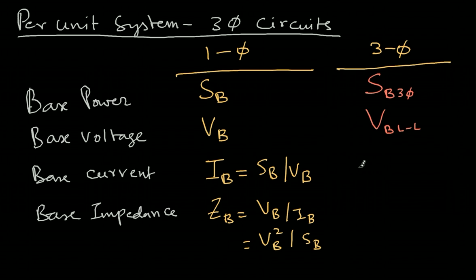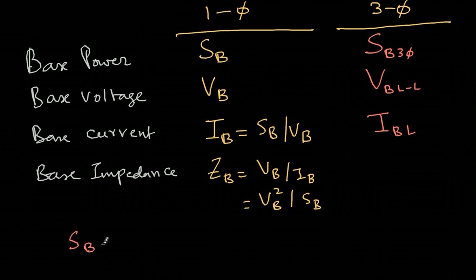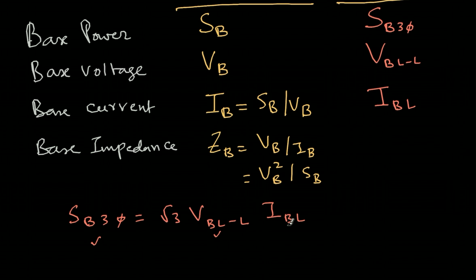Now what about I base? We need to always consider the line currents, so I base is the line current. In a three-phase system there will be a phase current and a line current, and these are different. However, in a star connected system, the line current and phase current are equal. Now what is the relation between these three? S base 3 phase is nothing but root 3 into V base line to line into I base line. So if you know two of these, I can calculate the third, and so on.